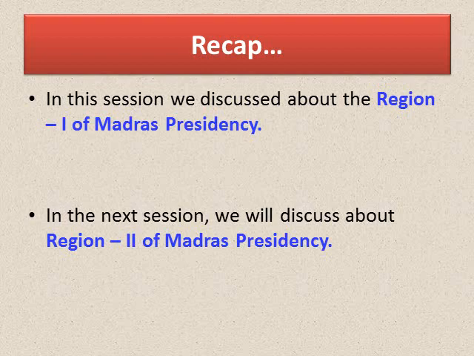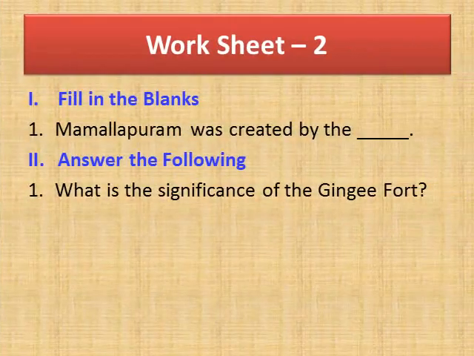Auroville, an experimental township in Villupuram district near Puducherry, is a place where people from all over the world come and live together to build a culture of unity. Coming to South Arcot, you can find Jinji Fort, which is built across 3 hillocks in Villupuram district. The British called this fort the Troy of the East. You also have Porto Novo or New Port or Parangipettai in Kadalur district, which has the first iron and steel industry in India. Dear children, in the next session we will discuss about Region 2 of Madras Presidency.